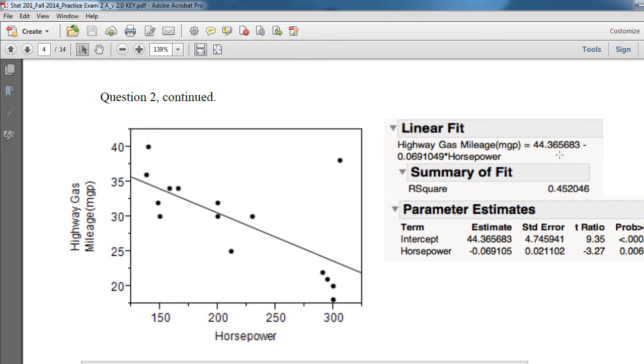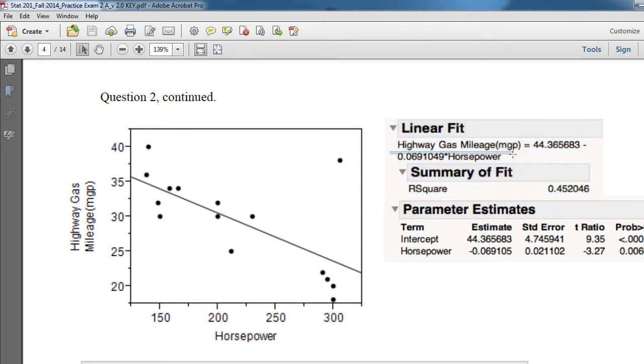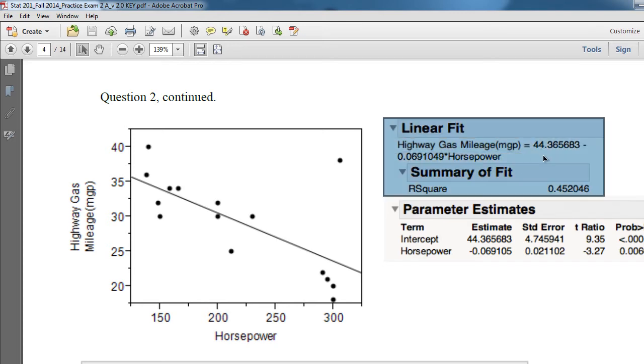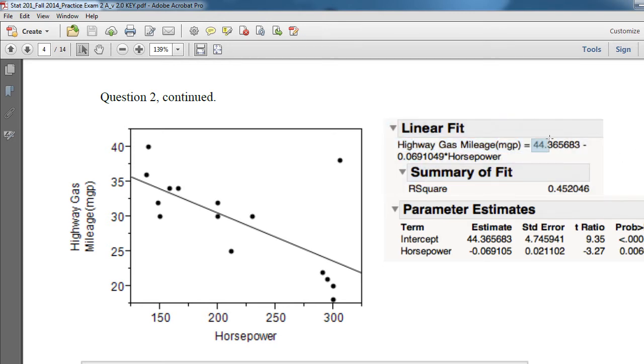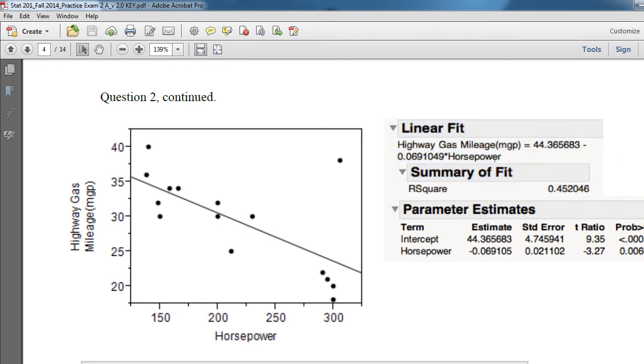The y-intercept would state that when x is equal to 0, you can write this down too, to interpret the y-intercept: when x is equal to 0, we would expect, on average, highway gas mileage, y, to equal b naught. When x is equal to 0, we would expect y, highway gas mileage, to equal b naught.